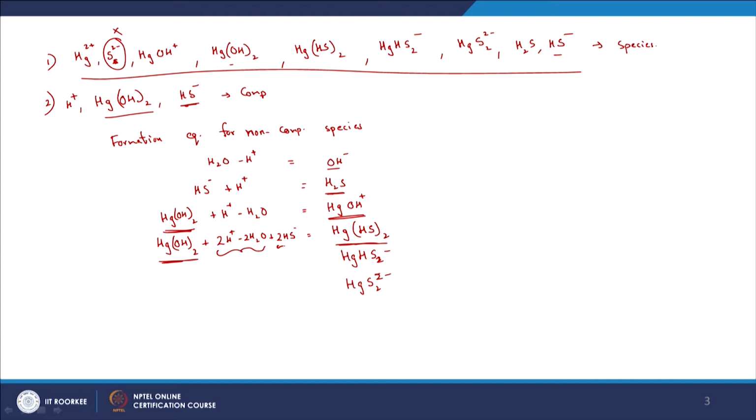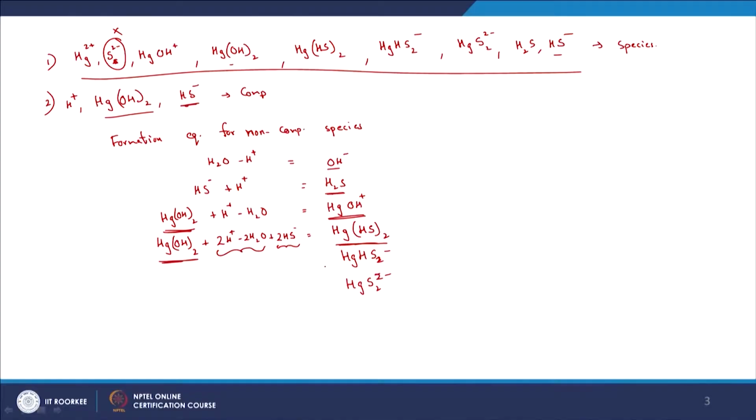So again, what are we trying to develop? We are just trying to develop our intuition about how different complexes can be formed from the components here. Same case, I'm going to repeat that here. Here again, I'm going to start with HgOH twice. But here, compared to the earlier species, we have one less H. So here I'm going to add only one less H, so that's going to be H plus minus 2 H2O.